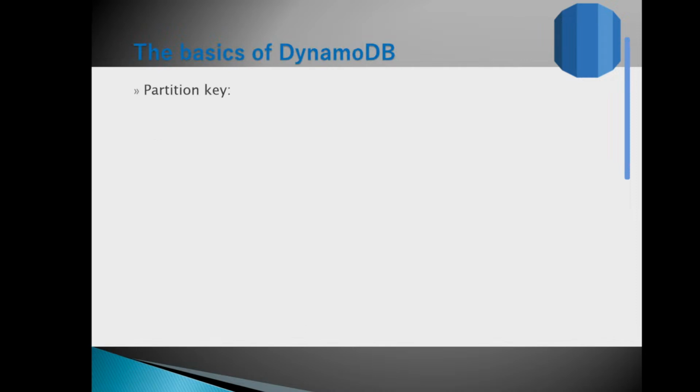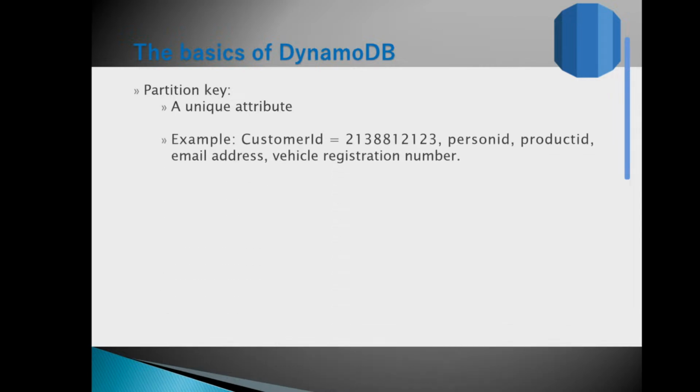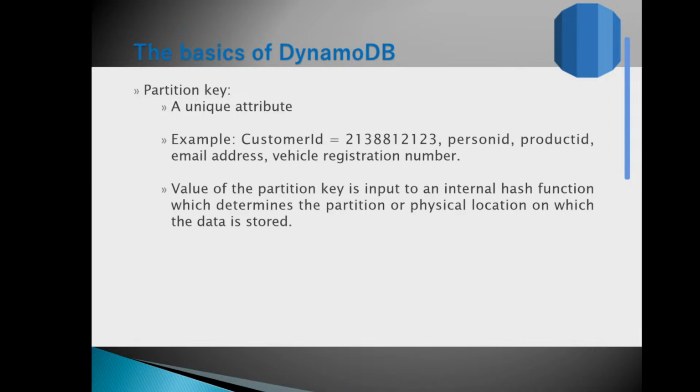Now let's understand what the partition key is first. The partition key has all the properties of your primary key. It should be a unique value, just like customer ID, personal ID, product ID, email ID, vehicle number, and so on. The value of your partition key is input to an internal hash function which determines the partition or physical location on which the data is stored.